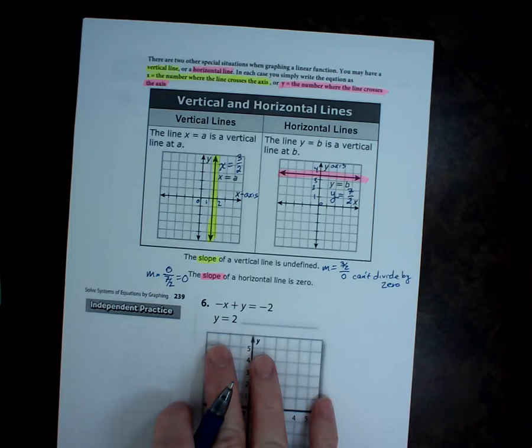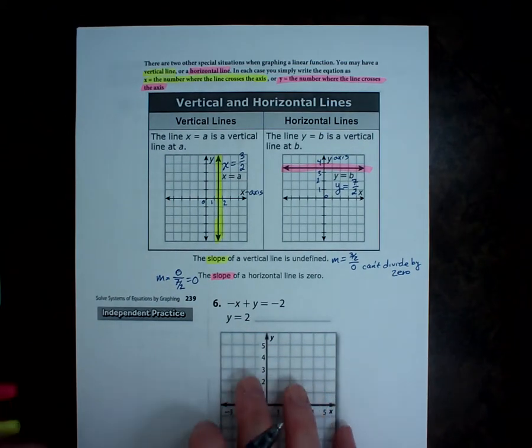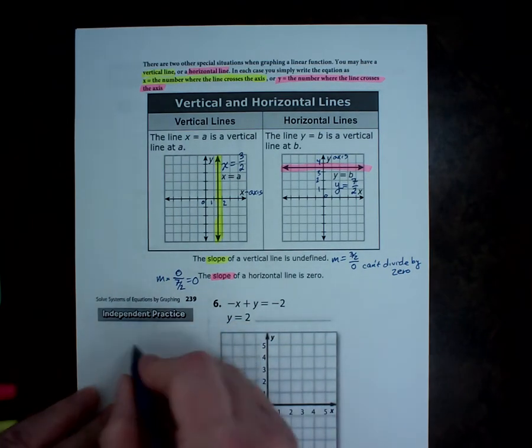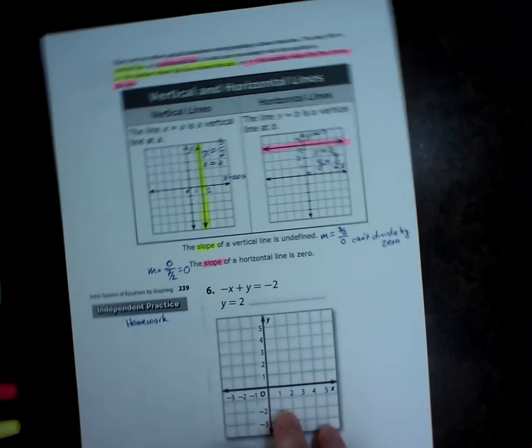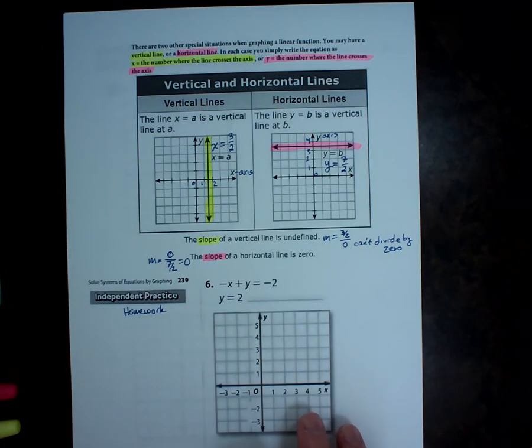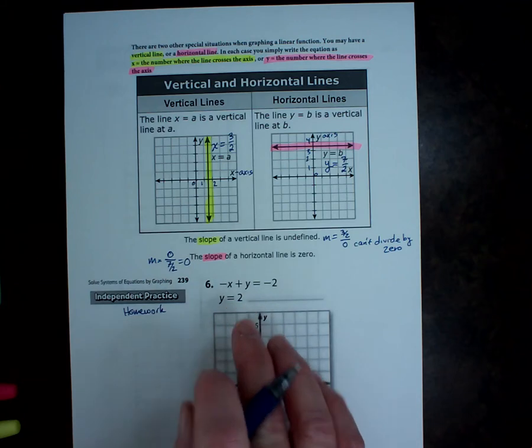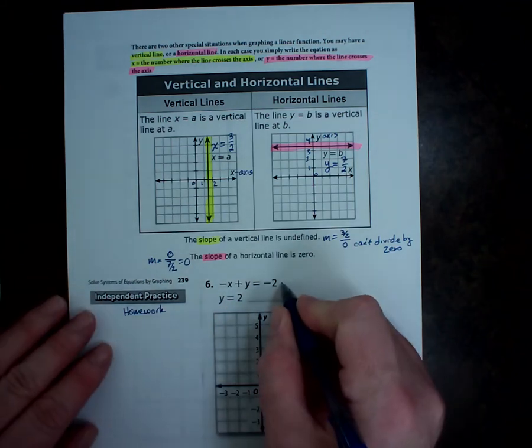So we saved this last problem here on your homework. We have negative x plus 2 equals -2. We've got to use inverse operations.